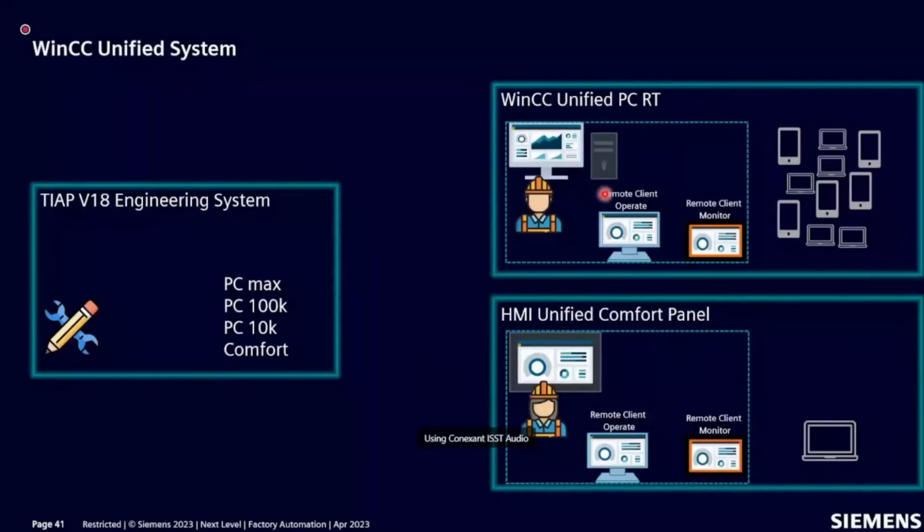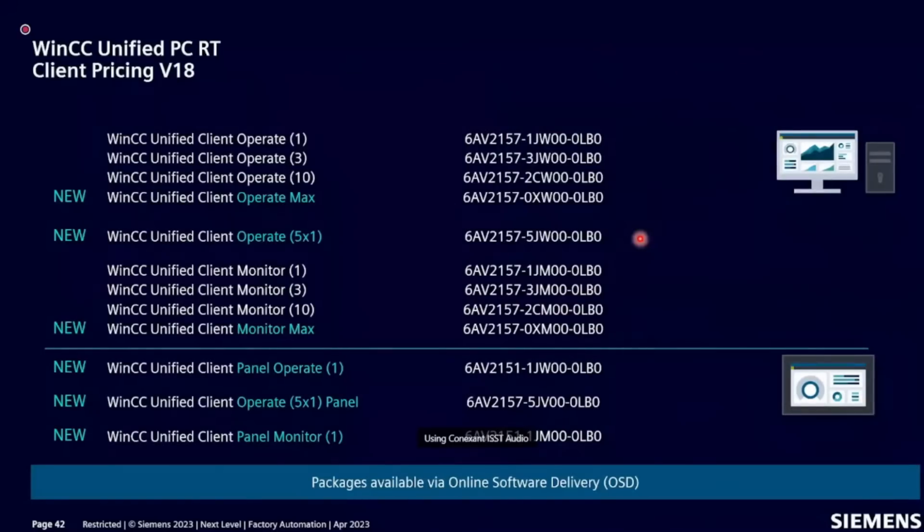On the PC side, we have web clients as well: remote operate client and remote monitor client. These are two different concepts, monitoring and operating. One is already part of the engineering package, and the customer does not have to pay for that. From a licensing point of view, we have different combinations available for the client, starting from one operator up to the maximum. Similarly, there are packages such as five operators, one monitor and one, five operate. So these packages are available.